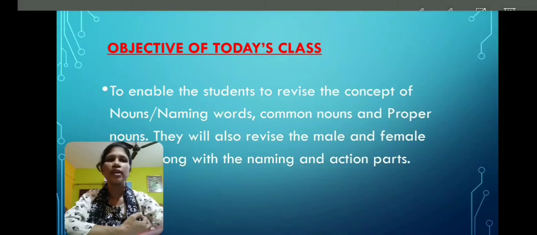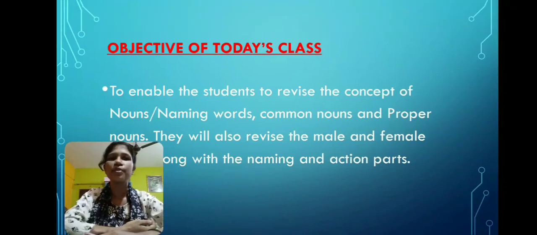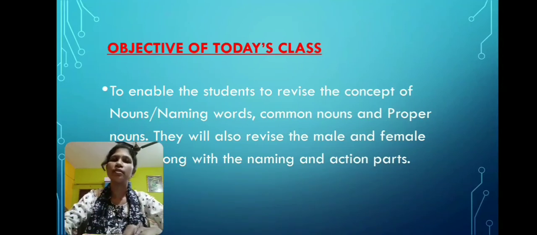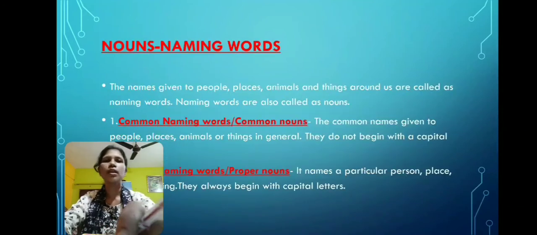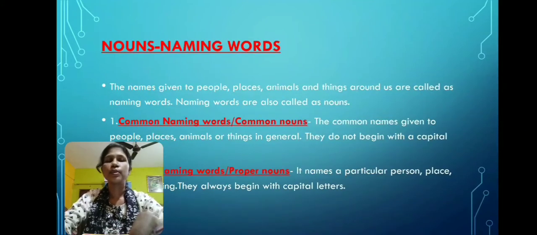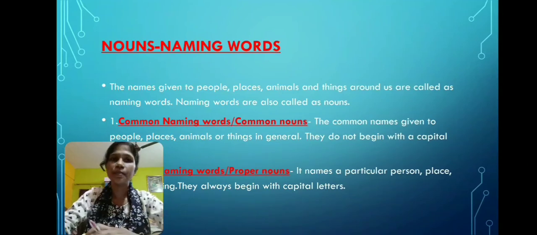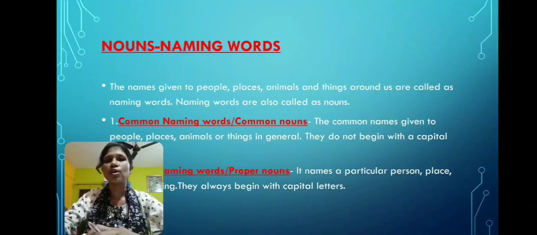The objective of today's class is to enable the students to revise the concept of nouns and naming words, common nouns and proper nouns. We will also revise the male and female nouns along with the naming and action parts. So these are the things that we are going to do in this class today. Here we'll start from naming words, that is called noun. The names given to people, places, animals and things around us are called naming words. So naming words are also called nouns.